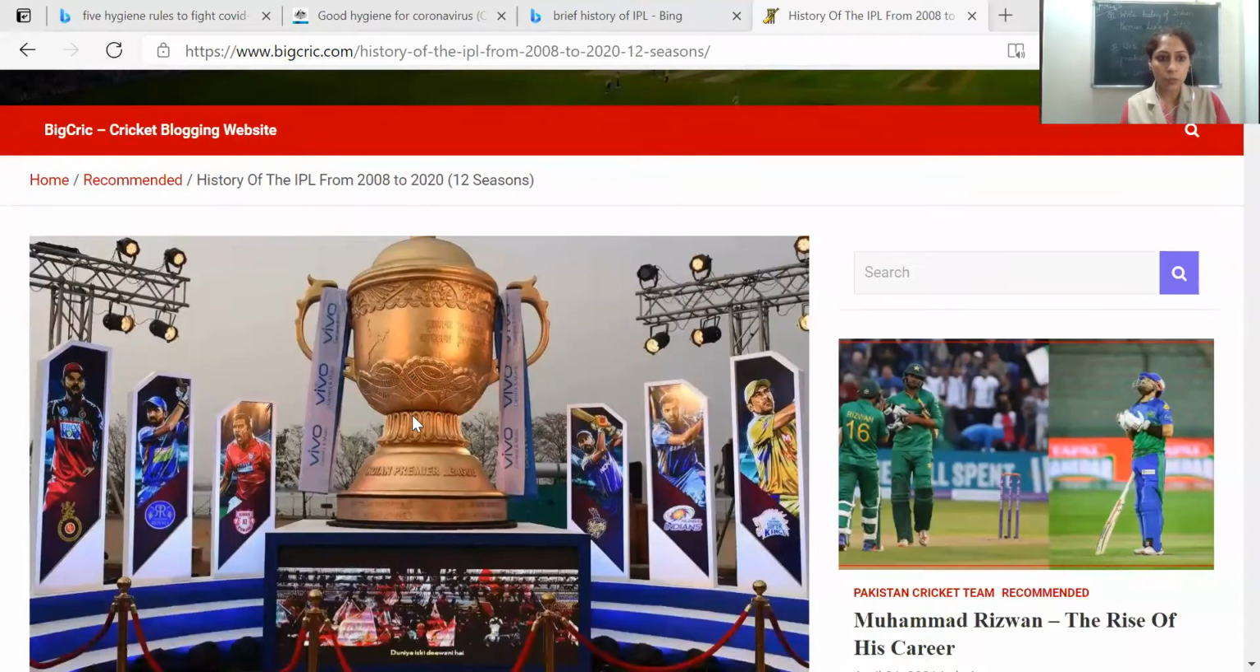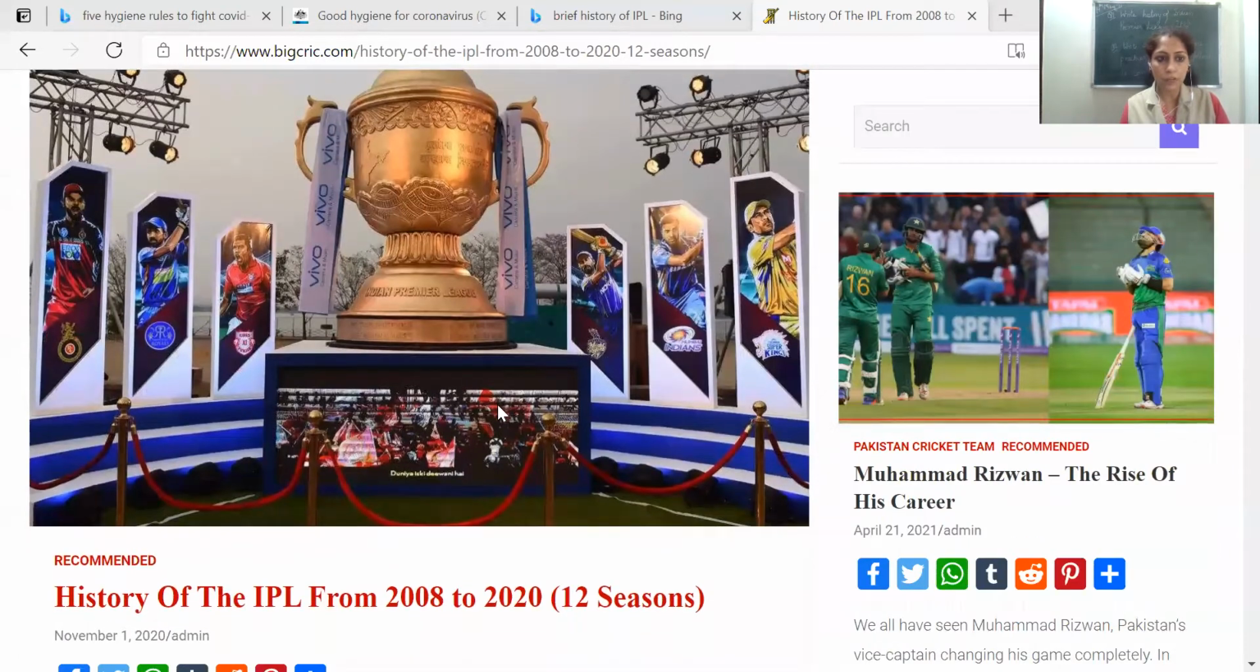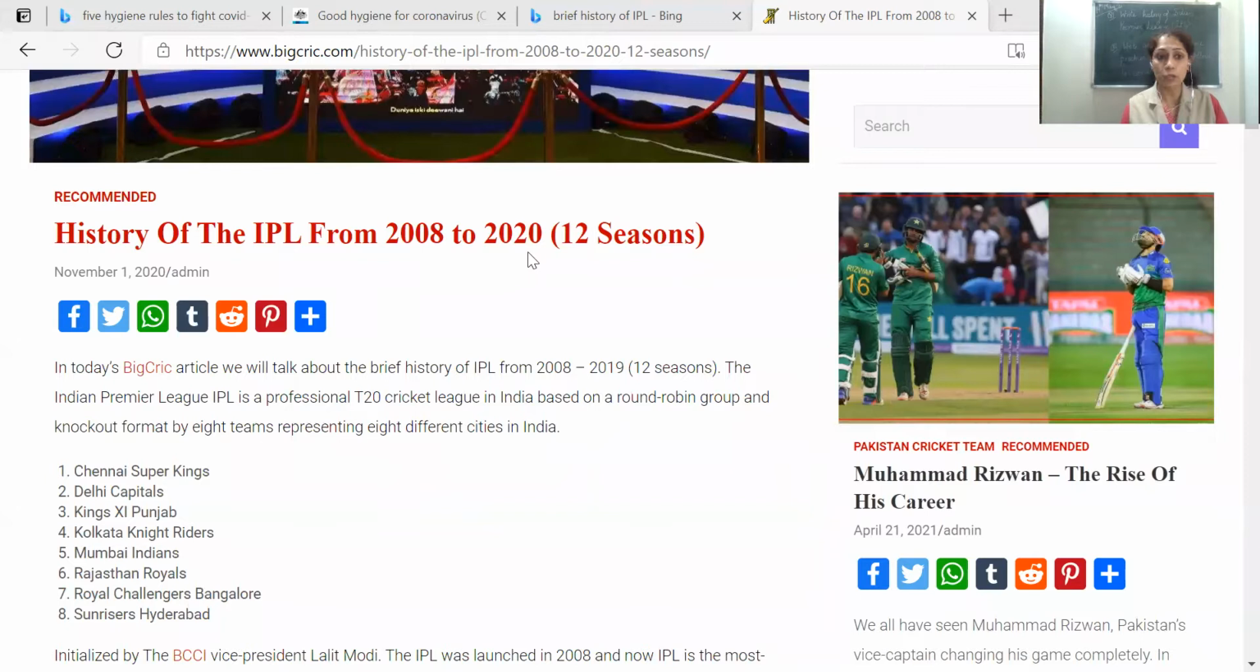This is the first screen you're coming across, history of the IPL from 2008 to 2020, right? It started in 2008, and 12 seasons you've already undergone. In today's big cricket article, we will talk about the brief history of IPL from 2008 to 2019, 12 seasons. The Indian Premier League, IPL, is a professional T20 cricket league in India based on a round-robin group and knockout format by 8 teams representing 8 different cities in India.